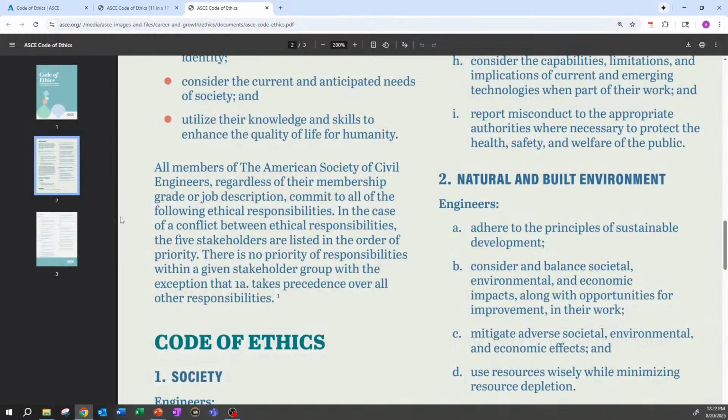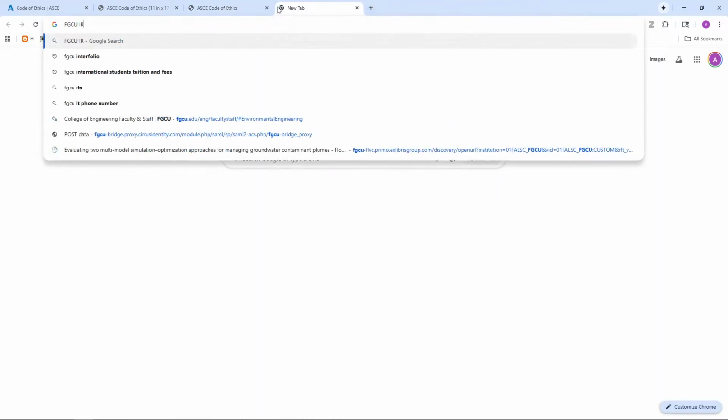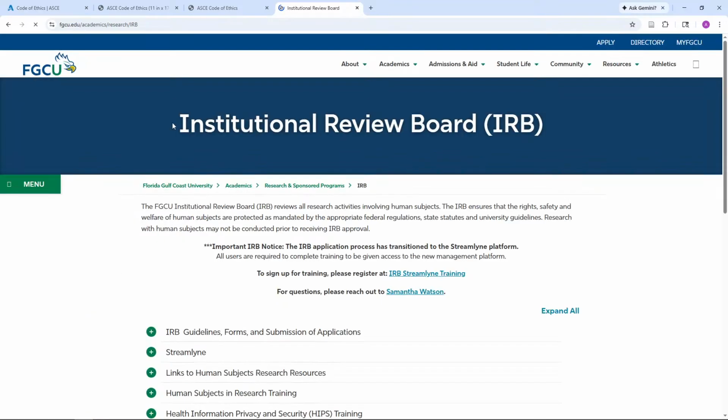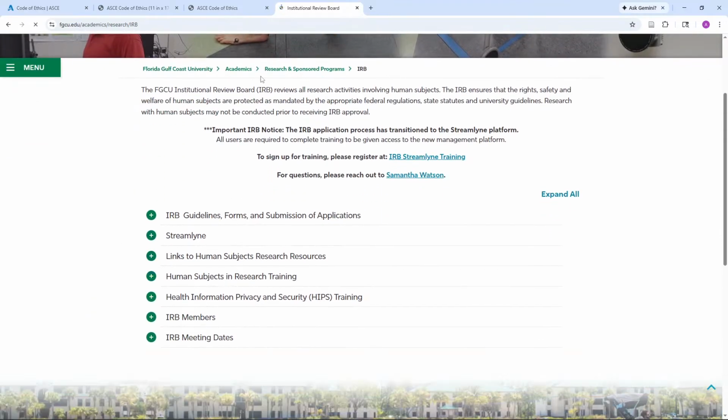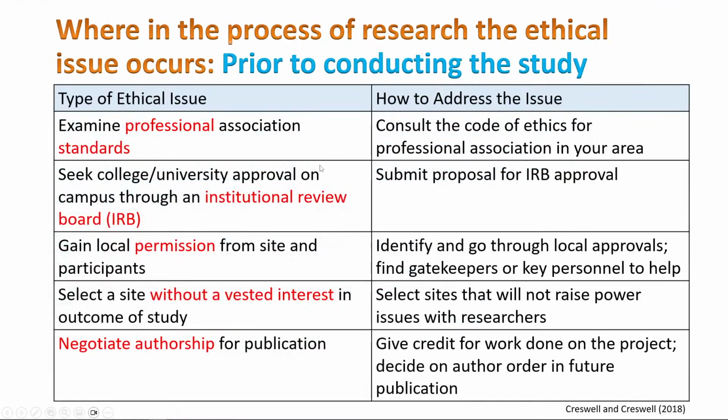So you go here, FGCU IRB. Here, institutional review board. Wherever you are, whatever university you are at, you just write IRB, and this will take you to the steps that you need. But this is time consuming. So for class work, you generally don't need to apply for an institutional review board.